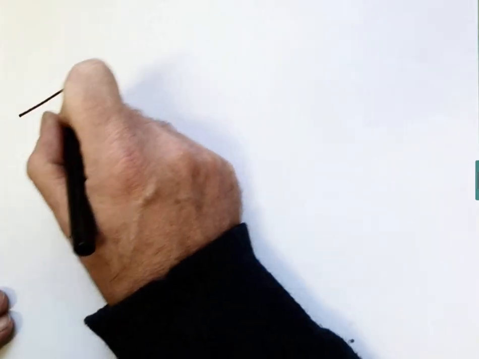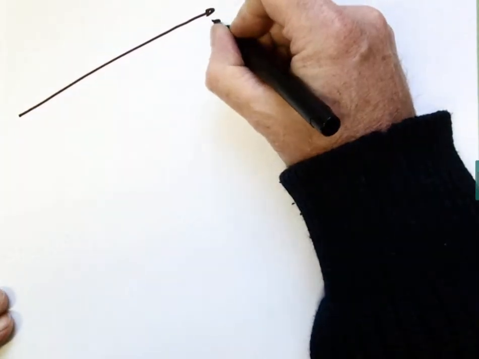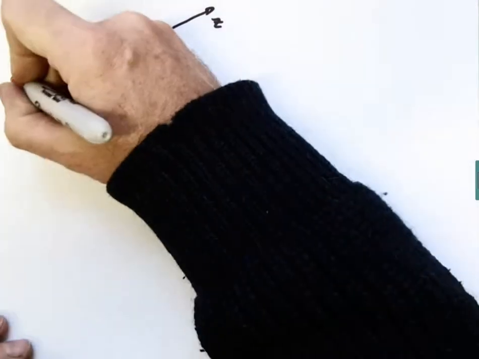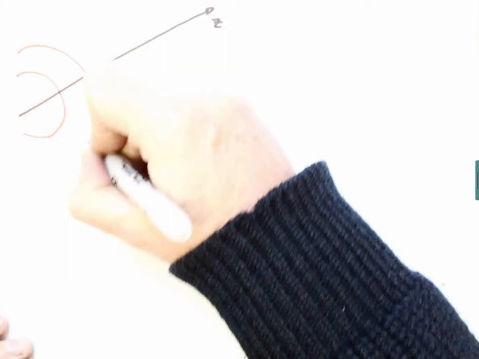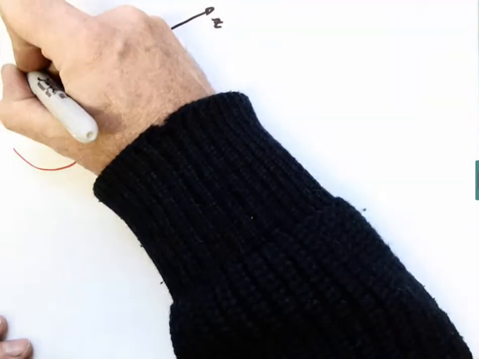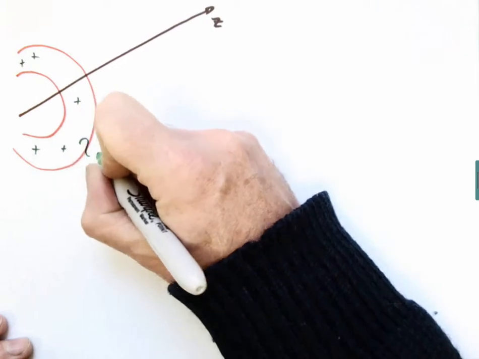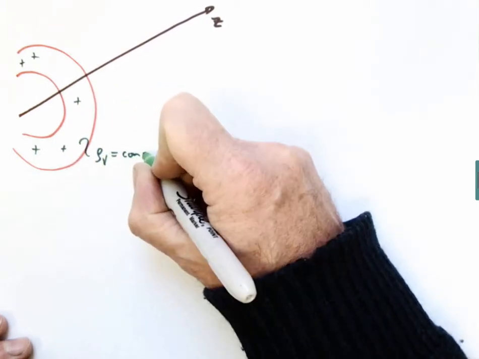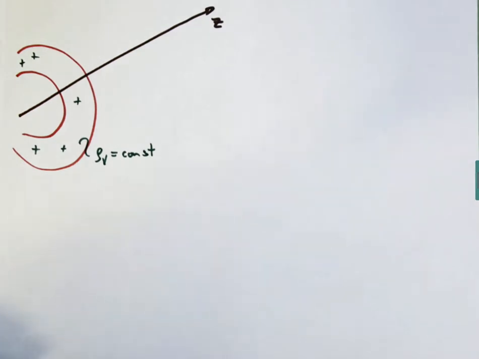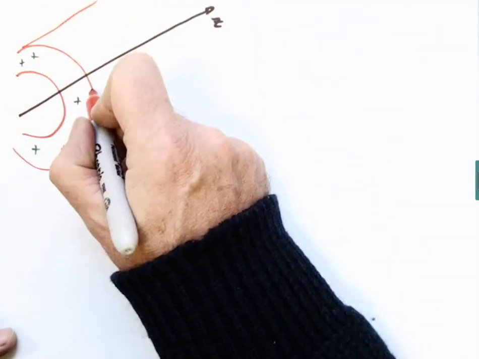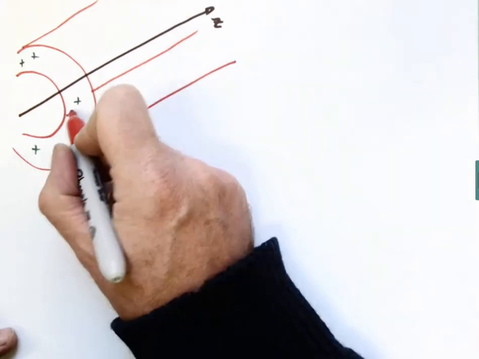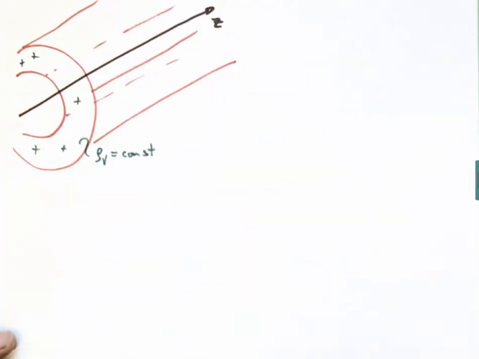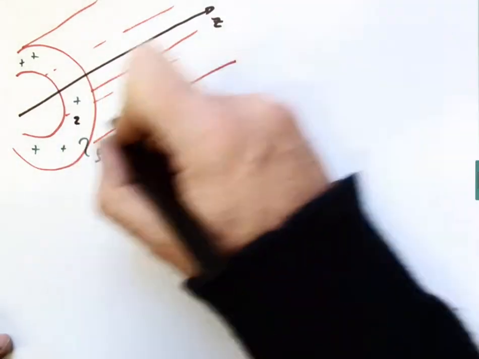What is the situation in region 2? That's the next step in our solution. In order to keep track of what's happening, let's draw the situation again. We've got the z-axis, we've got our cylindrical shell around it, which is charged uniformly, so rho v is constant, and we're now interested in a solution for the electric flux density in region 2, which is inside the shell.